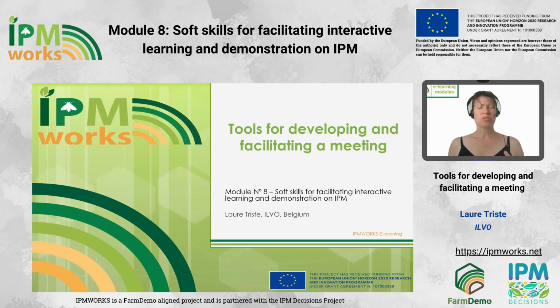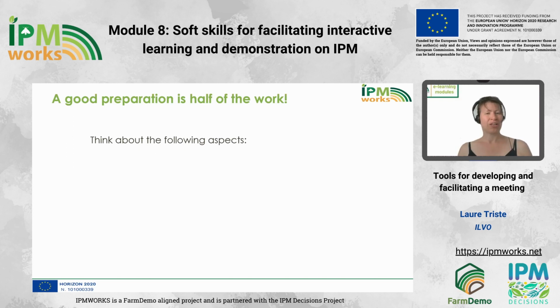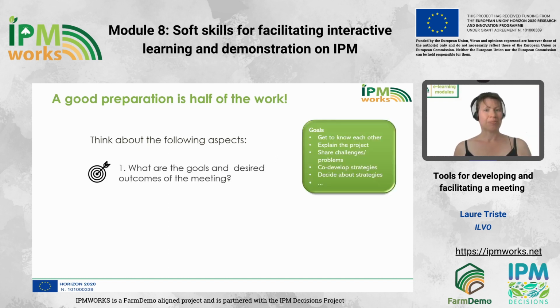Before you start a meeting, you should consider a good preparation, because good preparation is half of the work. So we advise you to think on the following 5 aspects. First aspect, most important one: what are the goals and the desired outcomes of the meeting? Goals could be very different, and there can be multiple goals in a meeting. But if you consider it really well in advance, it will be much easier to make a script for your meeting afterwards.